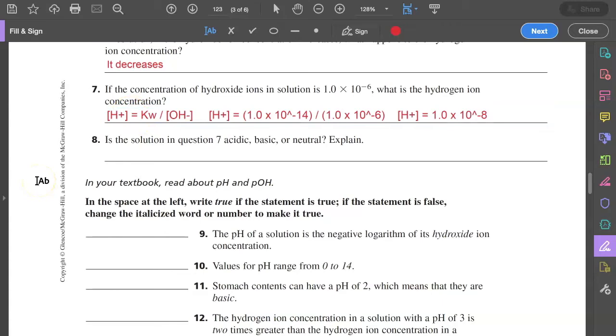Okay, so the hydrogen ion concentration can be found by dividing Kw by the hydroxide ion concentration. So hydrogen ion concentration here is equal to 1 times 10 to the negative 14th divided by 1 times 10 to the negative 6th, which gives us a hydrogen ion concentration of 1 times 10 to the negative 8th. Number 8, is the solution in question 7 acidic, basic, or neutral? Explain.